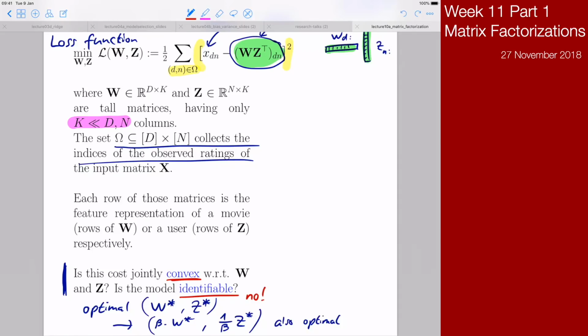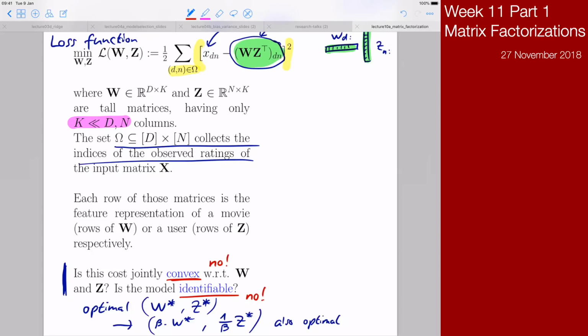Who would say it's not convex? And who would think that it's convex in these parameters? It's very natural to think that it's convex because it's a very simple function, right? It's just the square of this simple product of two matrices. But unfortunately, we are wrong with this intuition. It's actually not a convex function in these parameters.